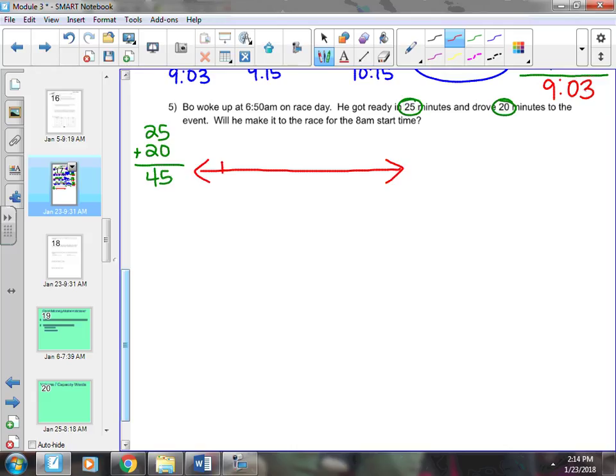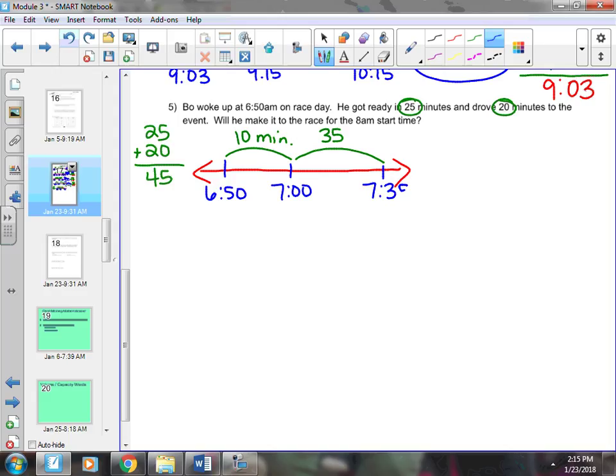And we could start at 6:50. And I think instead of adding 45 minutes, I'm going to add 10 minutes. Because that gets me to a really nice number. That gets me to 7 o'clock. But I've only added 10 minutes. He cannot get ready and drive there in 10 minutes. It takes him 45 minutes. So 10 minutes, I need to add another 35. Because 35 plus the 10, there's my 45 minutes that he needs to get ready and drive there. So 7 plus another 35 minutes is 7:35. Will he make it? The answer is yes.